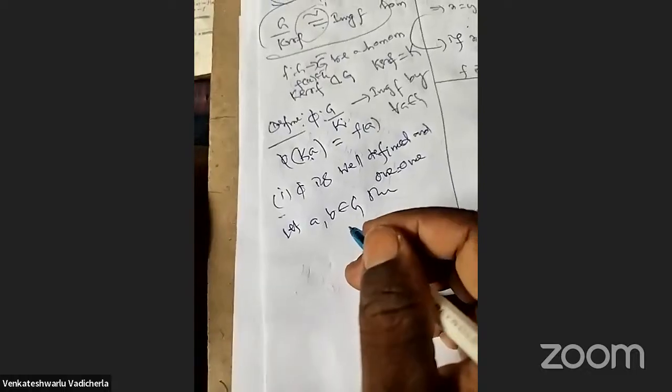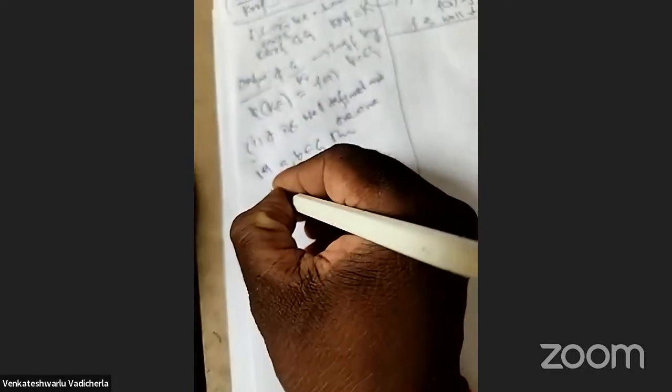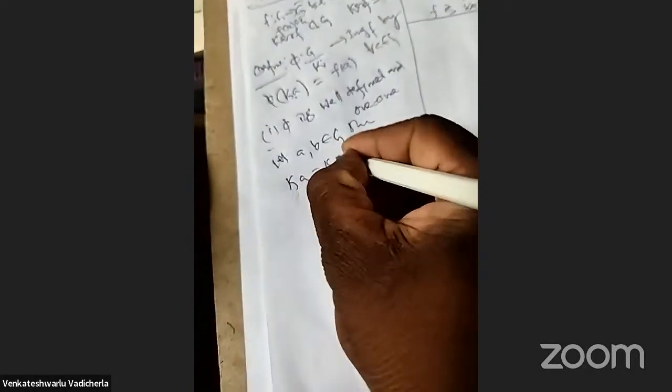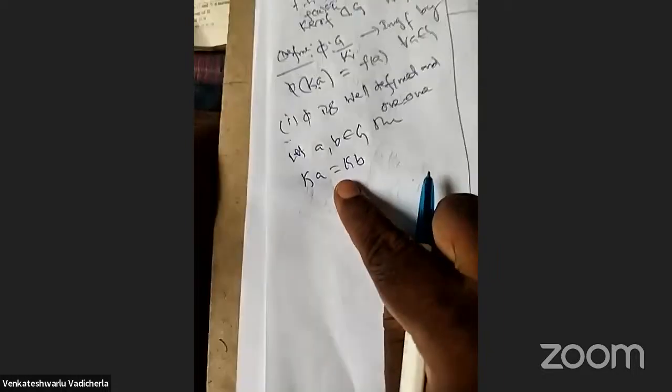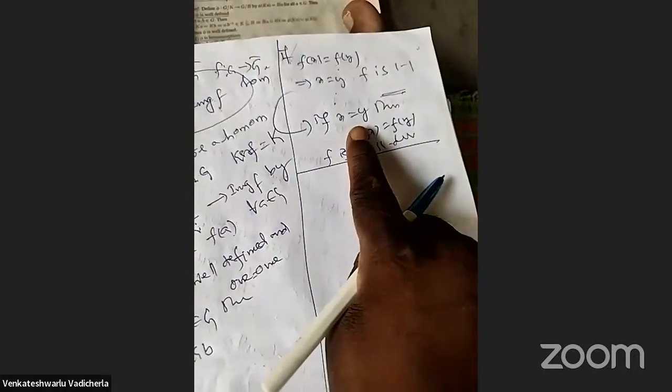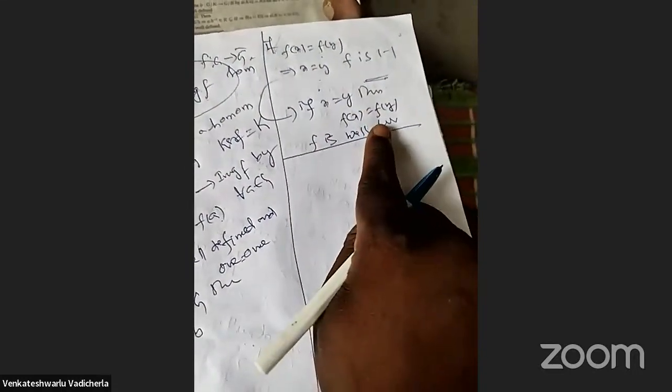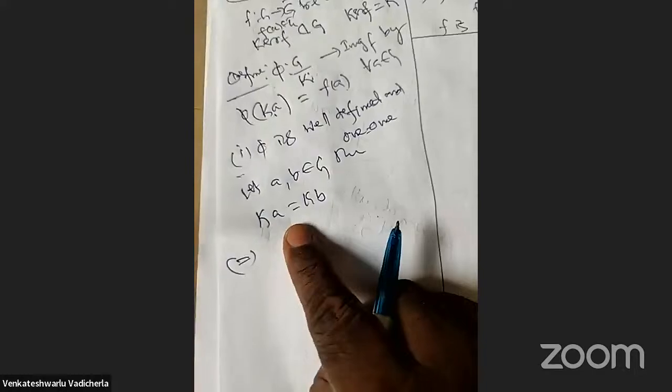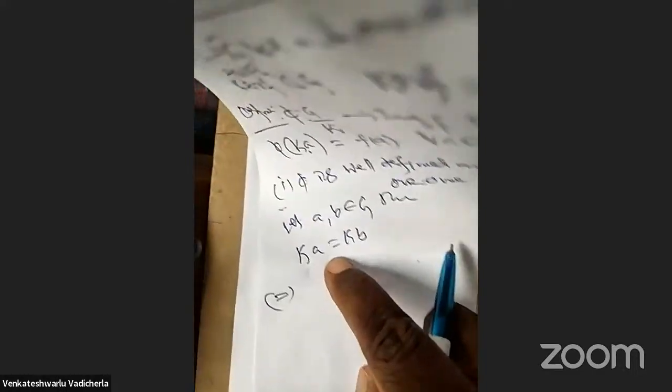Then two elements are equal. What does it mean that the elements are equal? Ka is equal to kb, these two right cosets are equal. So if and only if, I am taking x is equal to y, and taking x is equal to y, what do I prove? f of x is equal to f of y. Then f is one-one. Here x is equal to y, and two right cosets ka is equal to kb.